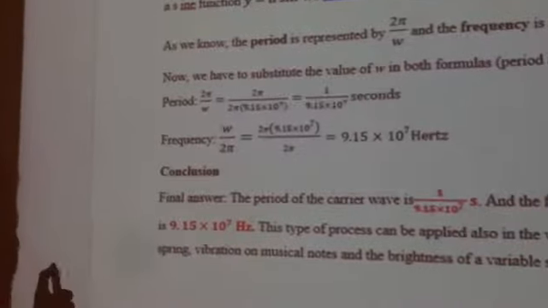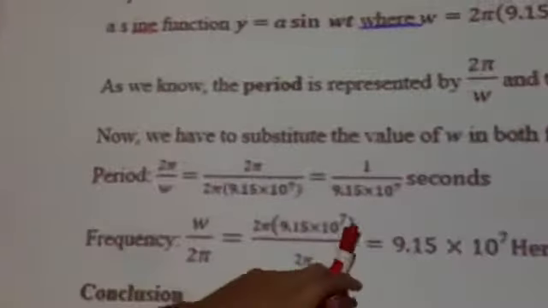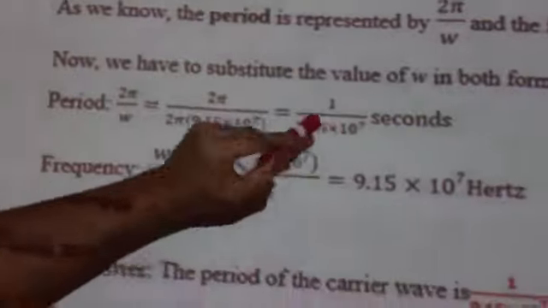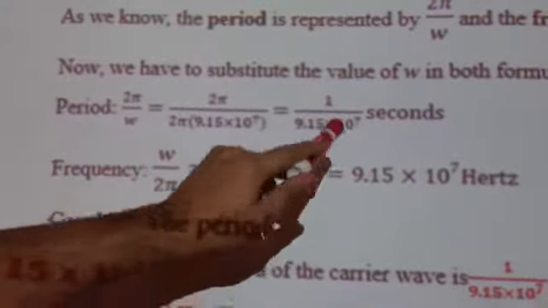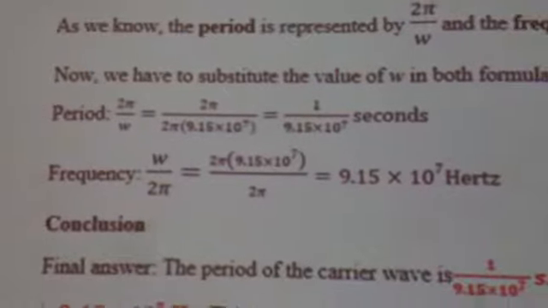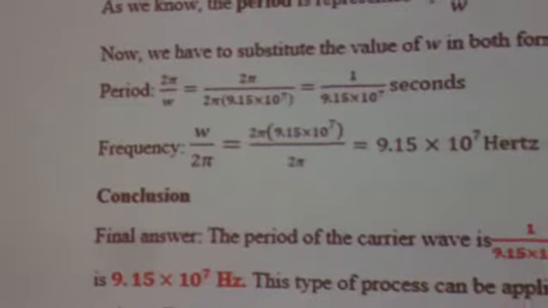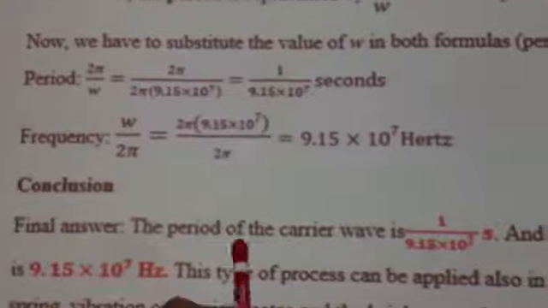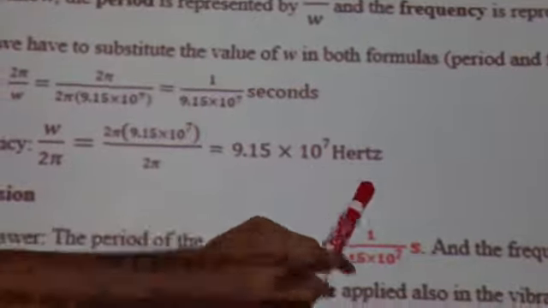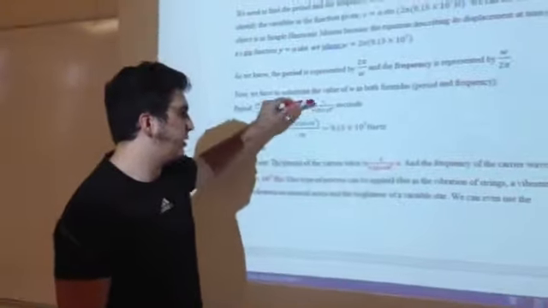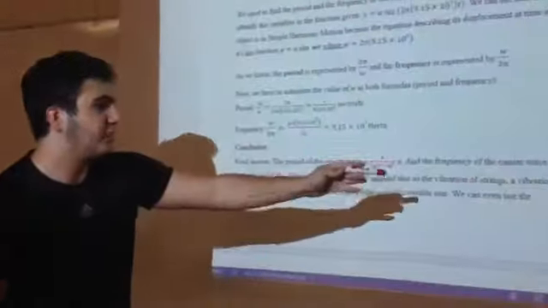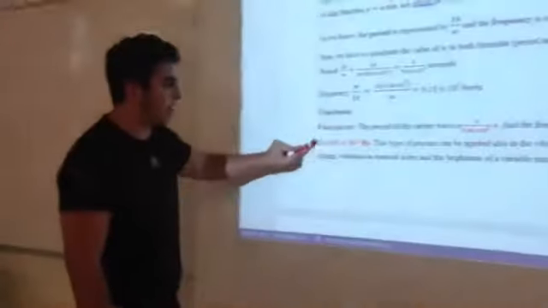So now we have to substitute the values that we already have in this formula. So the period, following the formula, our answer is going to be equal to 1 over 9.15 times 10 to the 7 seconds. And to get the frequency, we apply this formula, and the answer will be 9.15 times 10 to the 7 hertz. So my final conclusion is that the period of the carrier wave is this answer in seconds, and the frequency of the carrier wave is this answer in hertz.